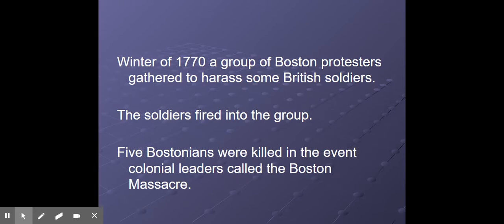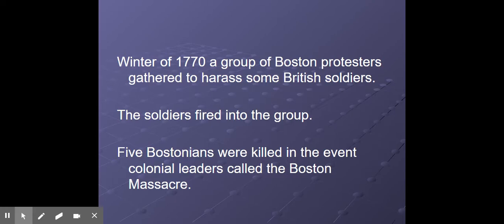Well, the British soldiers panic and they fire into the crowd. And when the smoke clears, 5 Bostonians have been killed. Okay, including one of them, Crispus Attucks, who was an African American. Now, colonial leaders are going to call this the Boston Massacre. Now, I am not trying to belittle the fact that 5 people died, because 5 people died. I'm not trying to belittle that.